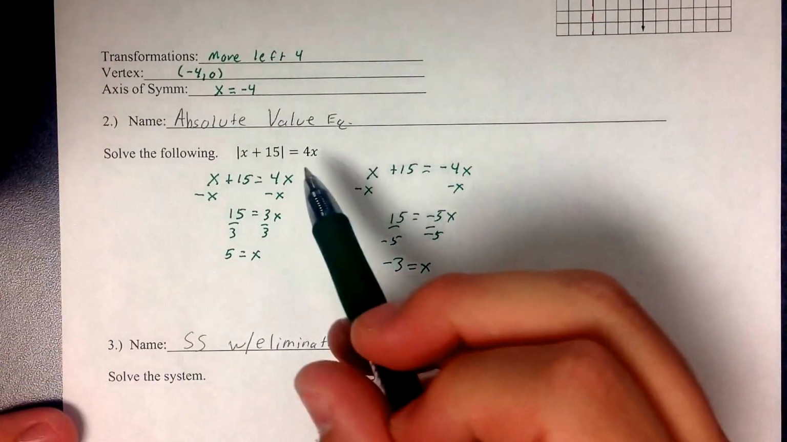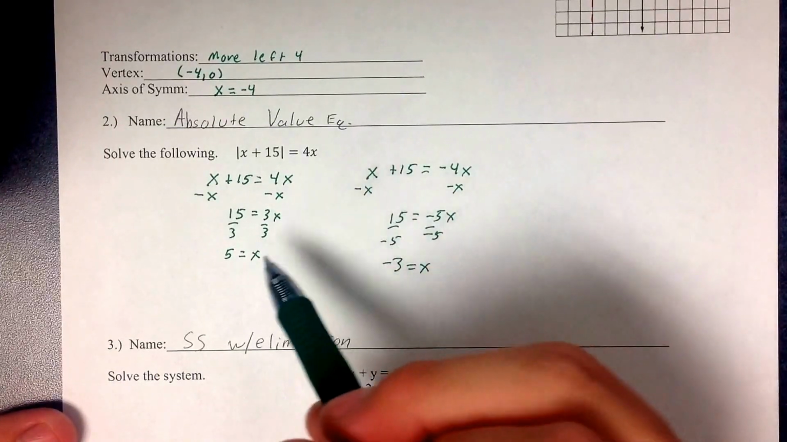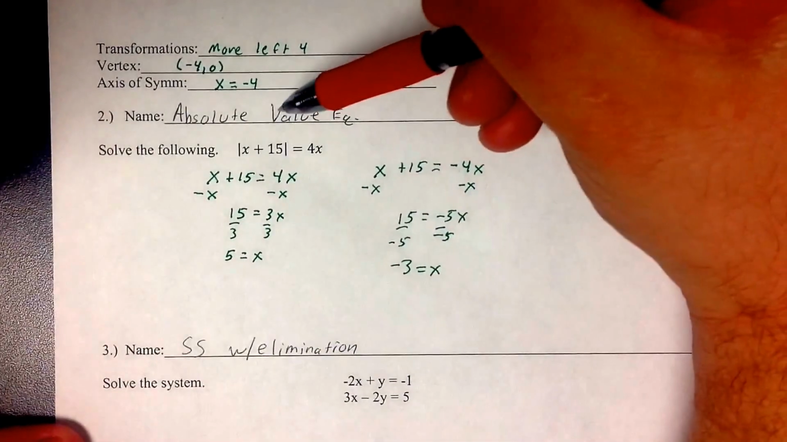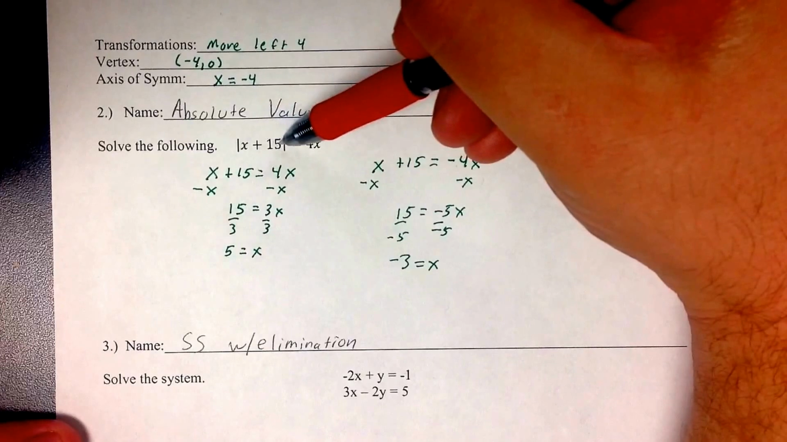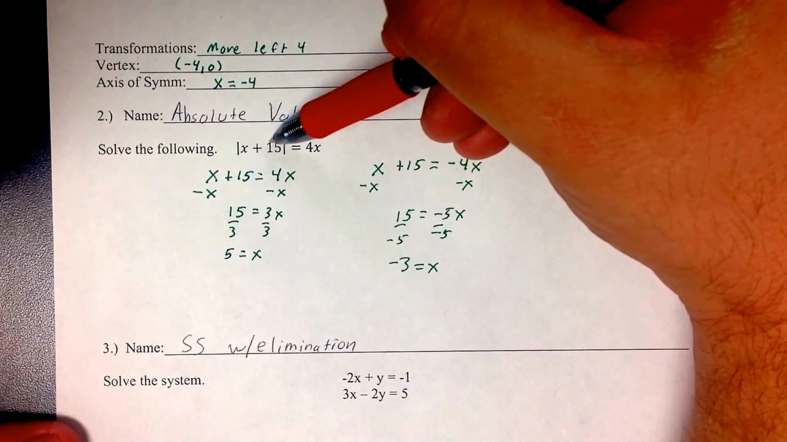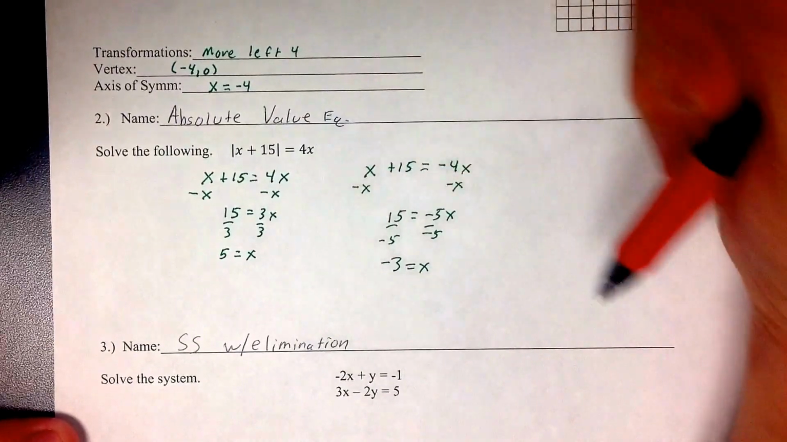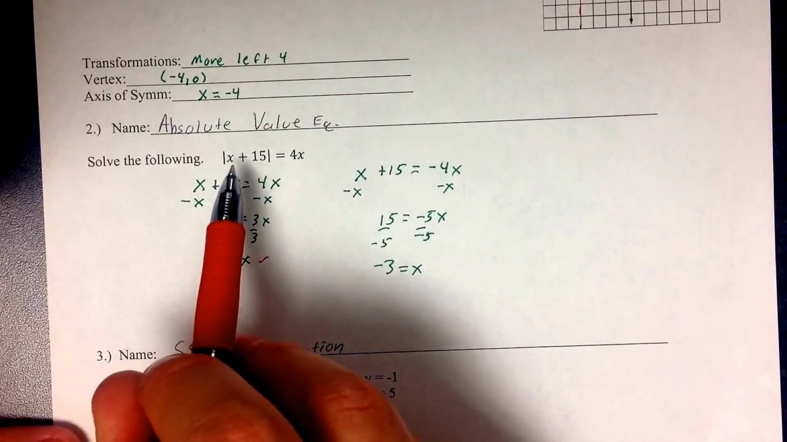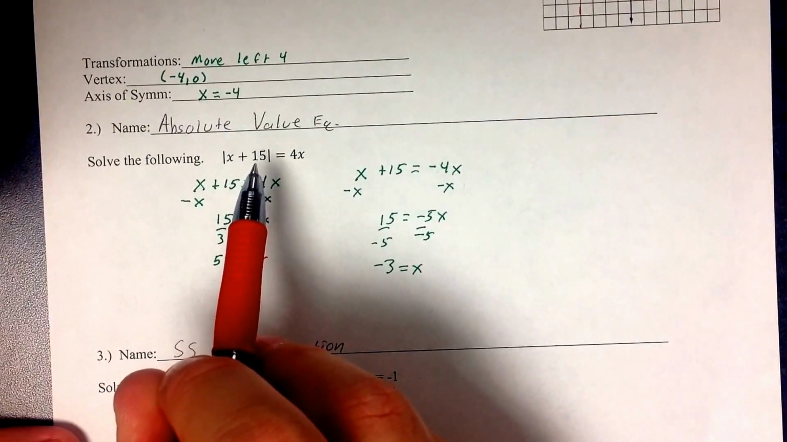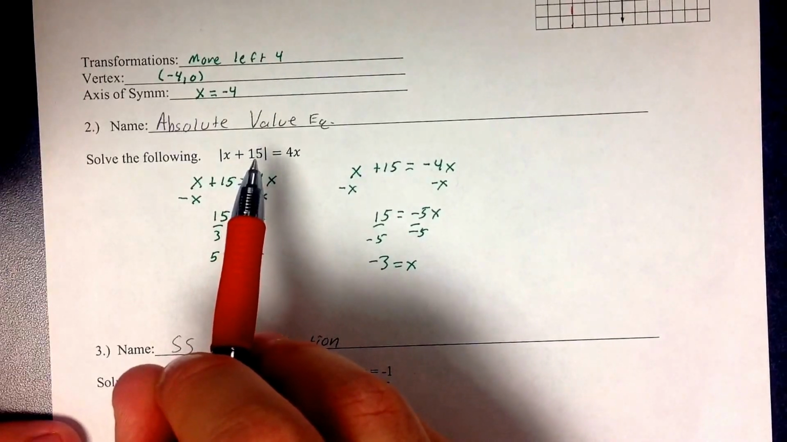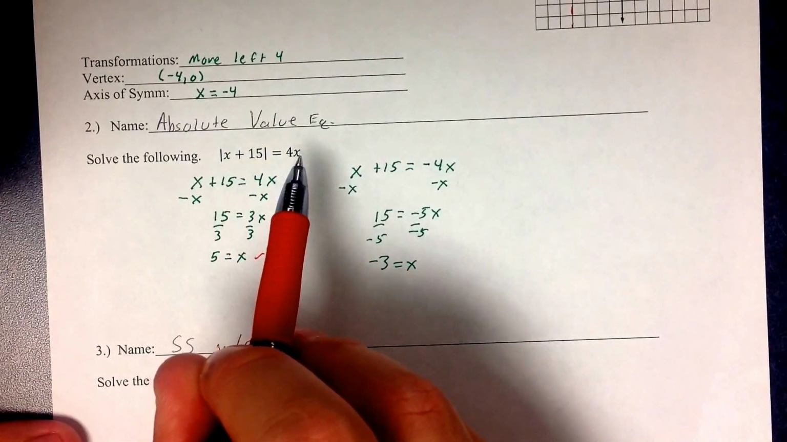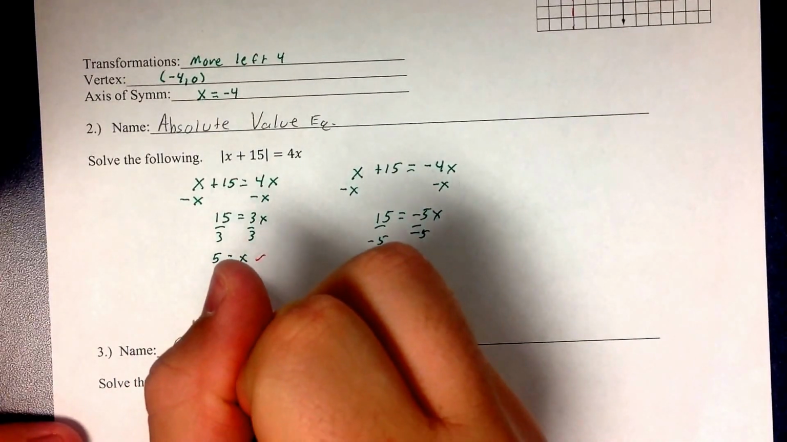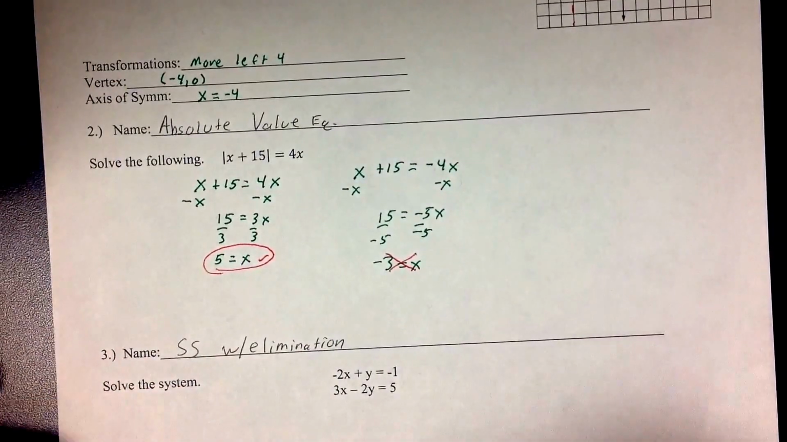Now since we're dealing with a variable on the right hand side, we need to check and see if either one of these don't work. If I put in 5 for x, 5 plus 15 is 20, the absolute value of 20 is 20, and 4 times 5 is 20. So this one works out. If you put in negative 3, you get negative 3 plus 15 is 12. So the absolute value of 12 is 12, but over here 4 times negative 3 is negative 12. So this one doesn't work. It's what we call an extraneous solution. So the only one that actually works is x equals 5.